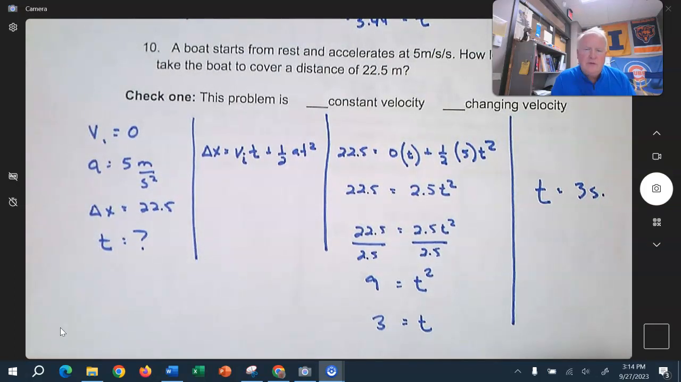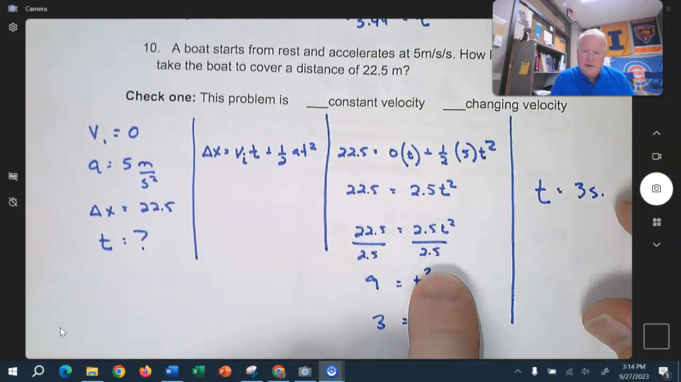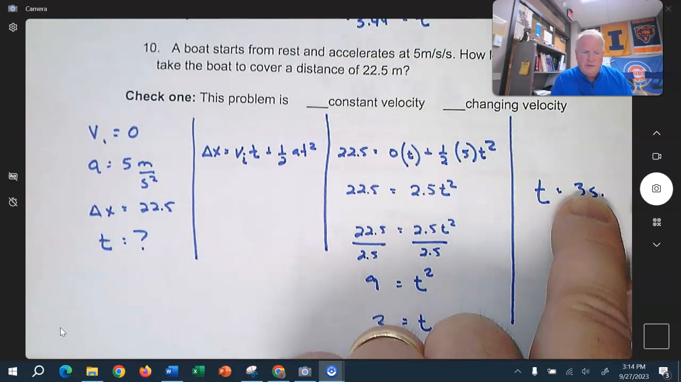Didn't ask you to find, though, t squared. I asked you to find t. So I have to take the square root of both sides. Square root of t squared is just t. Square root of 9 is 3. The answer is 3 seconds.